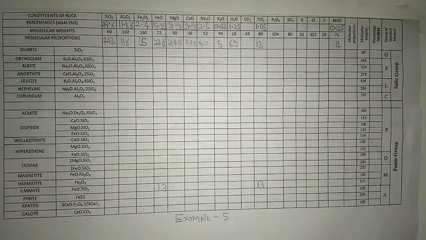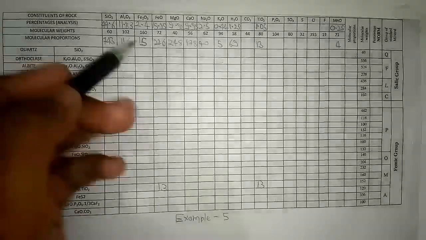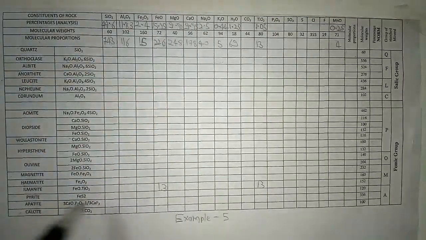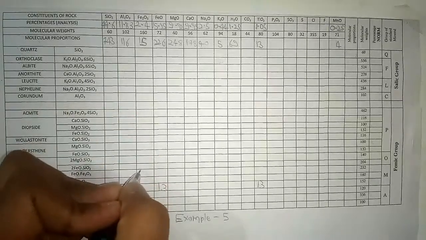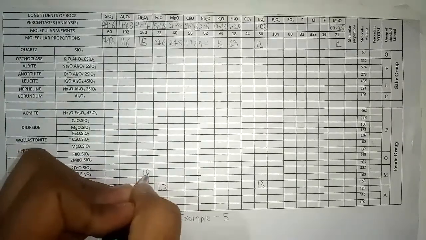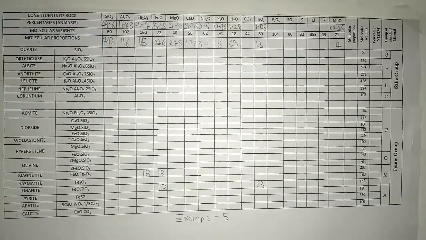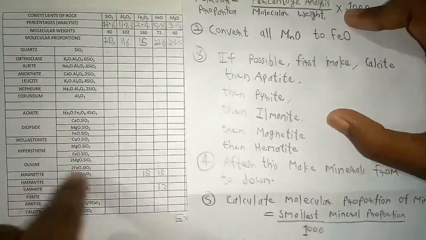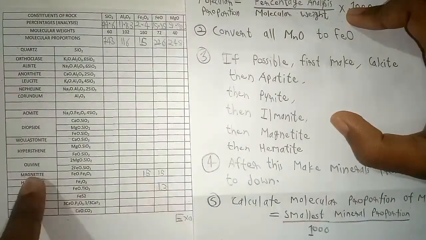Now, can we make magnetite? Yes, because we have Fe2O3 15 and FeO is too much, we have 226. The formula for magnetite is FeO.Fe2O3, so this is 15 and this also 15. So step 3 is over. Can we make hematite? No, because Fe2O3 is fully used. We were having only 15 and we have used it in magnetite.